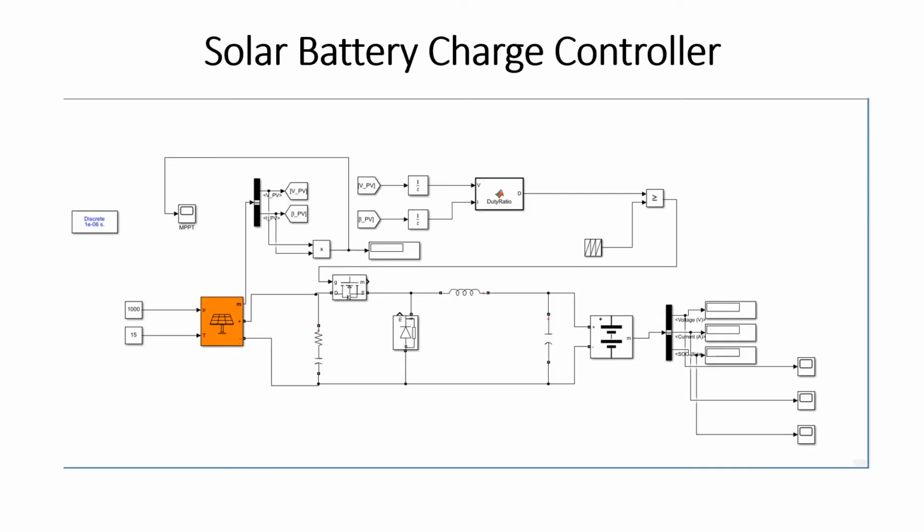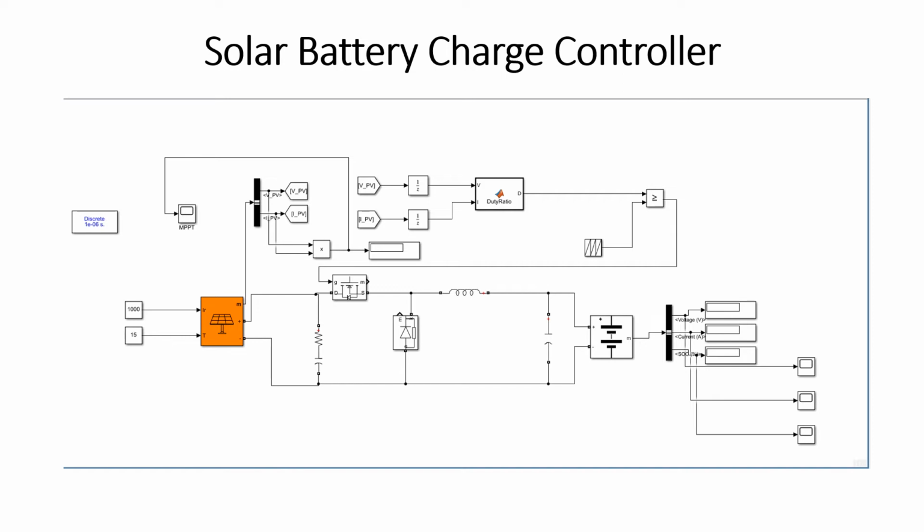So we have designed this boost converter circuit in MATLAB Simulink. As you can see, this is the PV cell, and the solar irradiation and temperature are input here. This is the MOSFET switch and this is the battery storage system. And in the duty ratio block we have integrated the incremental conductance method.